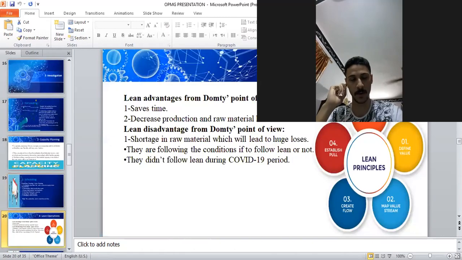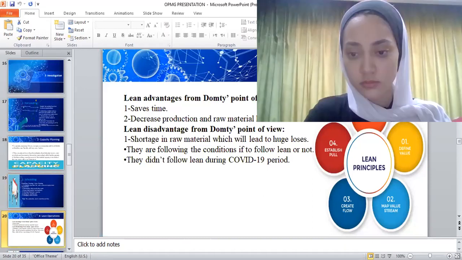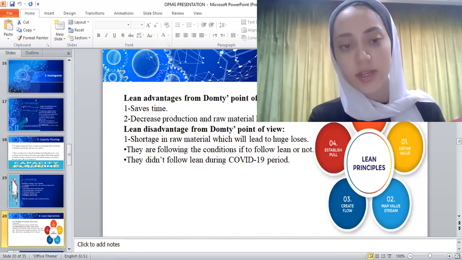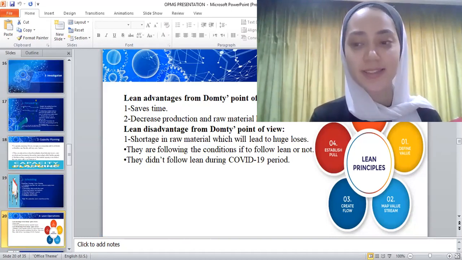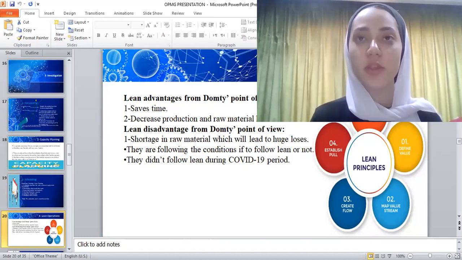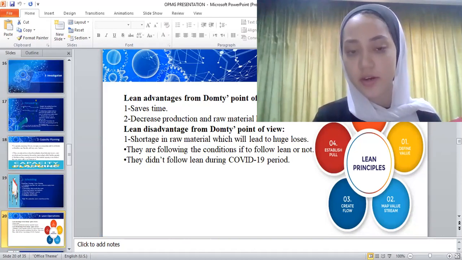Fourth function. Okay, the fourth function is lean operation. We asked Domty if they are using lean in their company. They said they are using it inconsistently. It depends on the circumstances and the conditions they are facing.